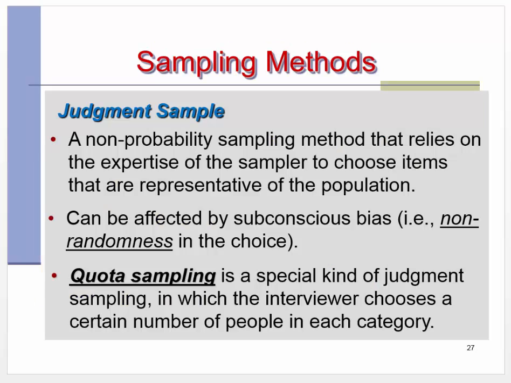Judgment sampling is a non-probability sampling method that relies on the expertise of the sampler to choose items that are representative of the population. It can be affected by subconscious bias, for example, non-randomness in the choice.